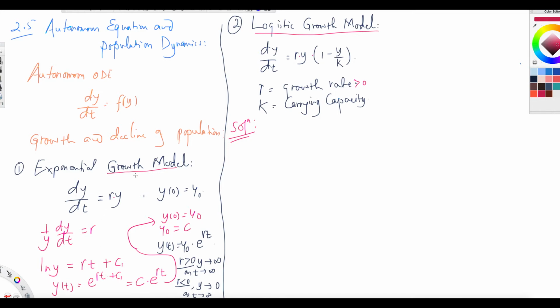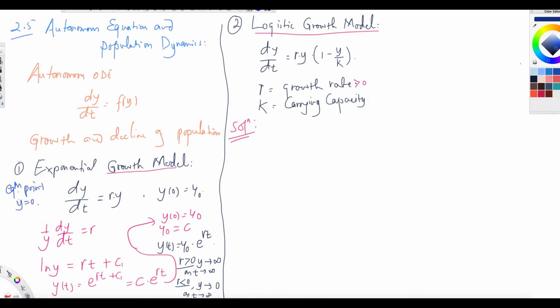So to do the qualitative behavior of the solution, we find the equilibrium points first, and then look at the stability of the equilibrium point, right? So what will be the equilibrium point in this case? For the equilibrium point, you set the derivative equal to 0, and you get y equals 0. So the equilibrium point is y equals 0, right?